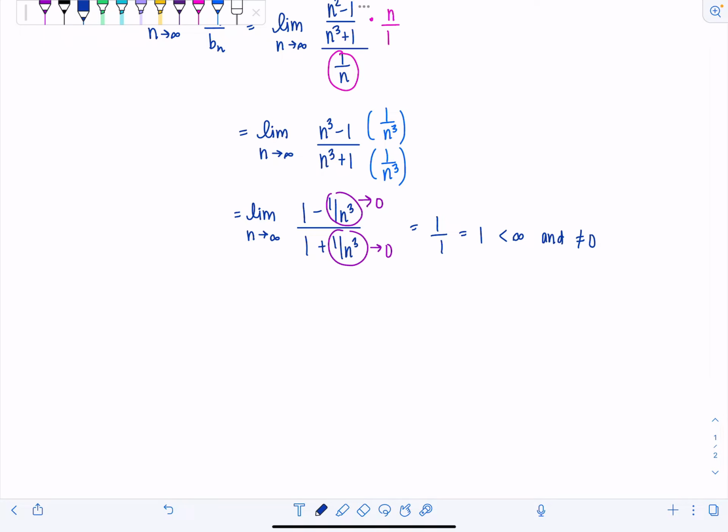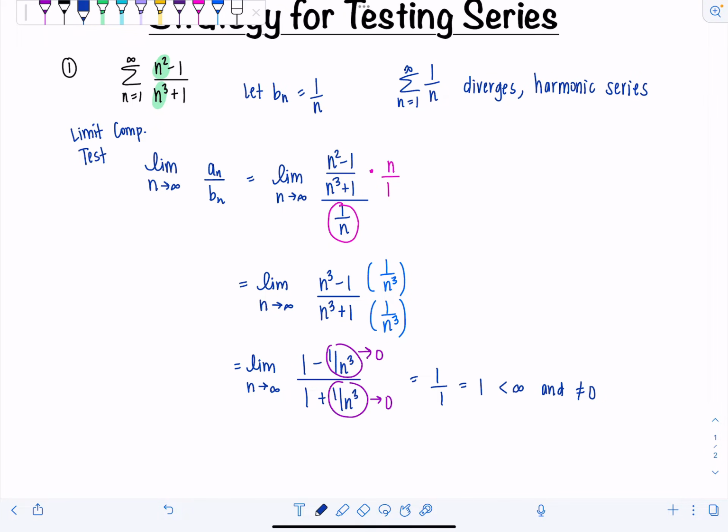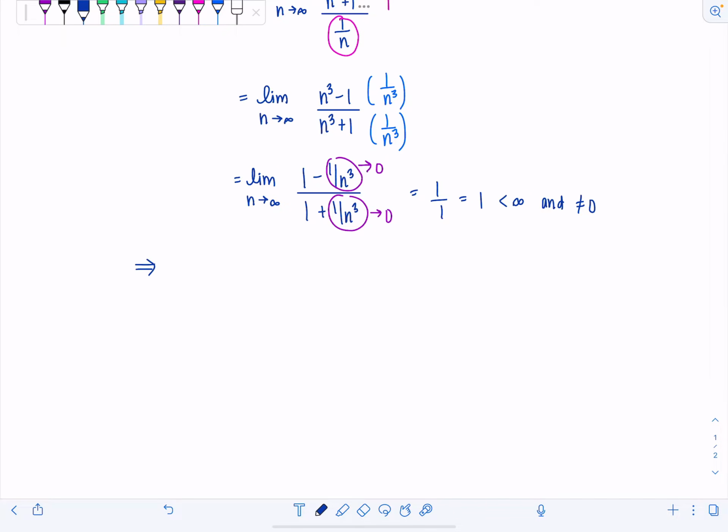So what does that tell me? That tells me that our series does the same thing as the series to which we compared it. So since the harmonic series diverges, that means ours does as well. To summarize, always rewrite the original. Why not? Be thorough. The sum n equals 1 to infinity of (n squared minus 1) over (n cubed plus 1) also diverges by the limit comparison test. Always say which test you used. Okay, good.